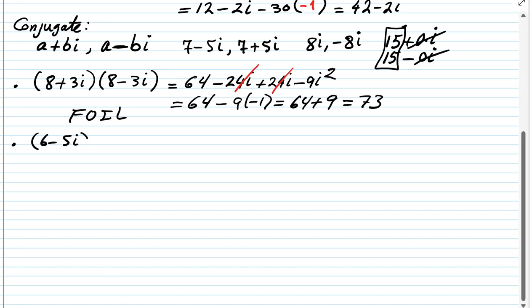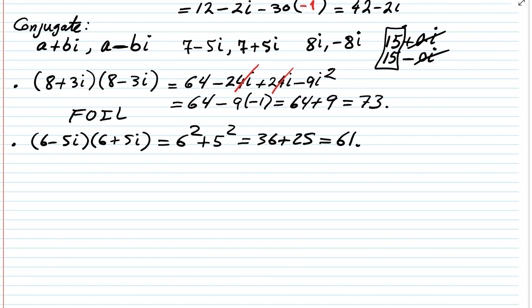When we multiply conjugates only, we can do a shortcut. You don't need to do the O and I. You simply do the square of 6 plus the square of 5. Not negative 5i, just 5. So that's going to be 36 plus 25, and that will be 61. Okay, so this is how I tend to do complex conjugate multiplication.